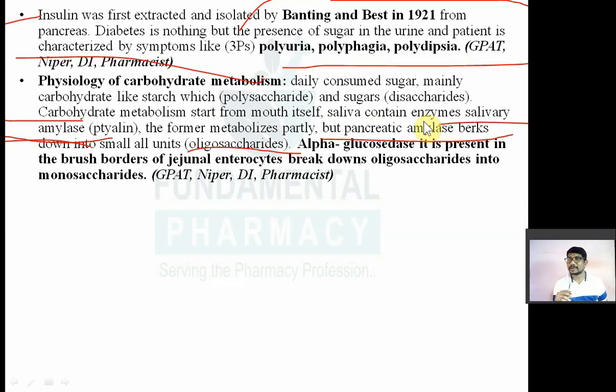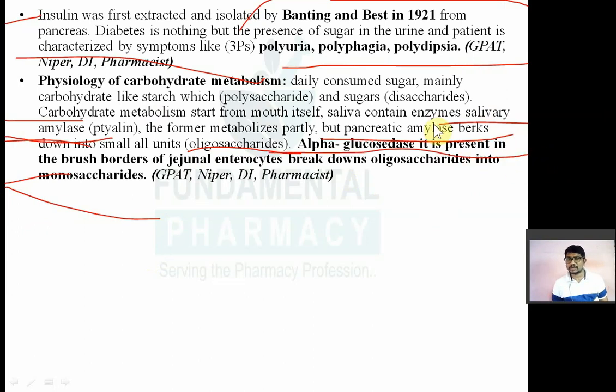Now it breaks down oligosaccharides into monosaccharides directly. So oligosaccharides are broken down into monosaccharides by this enzyme known as alpha glucosidase. Remember, alpha glucosidase, and then finally monosaccharides will be absorbed in the blood. And this is one of the targets for anti-diabetic drugs. Alpha glucosidase is one target for anti-diabetic drugs.